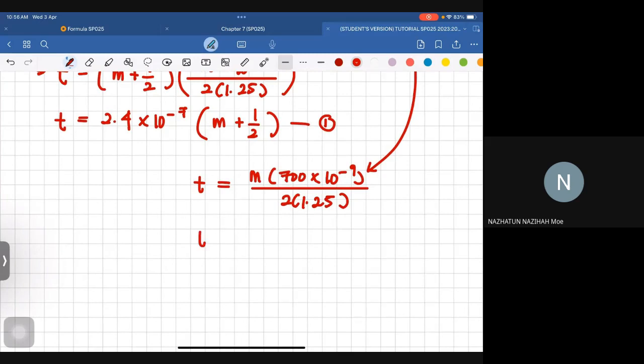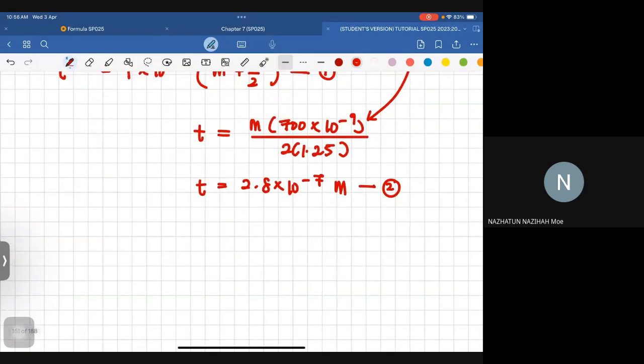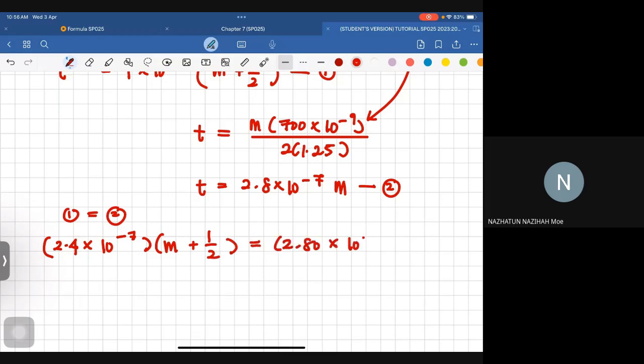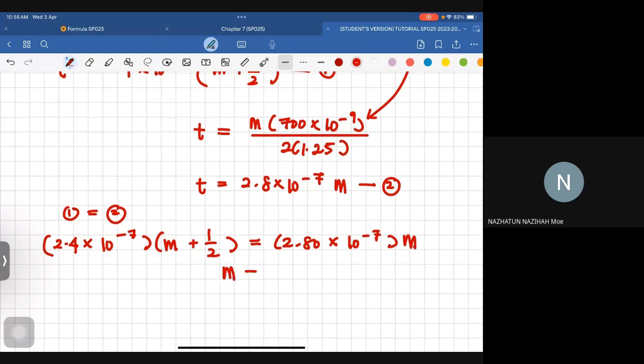Okay, so kamu akan dapatlah lagi satu equation. Negative 7 m. So this is your second equation. Lepas tu dia equate pula 1 equal to 2. Okay, so dapatlah 2.4 negative 7 and then m plus half equal to 2.8 negative 7 m. Then kamu solve lah dia. Then kamu dapat order number 3.